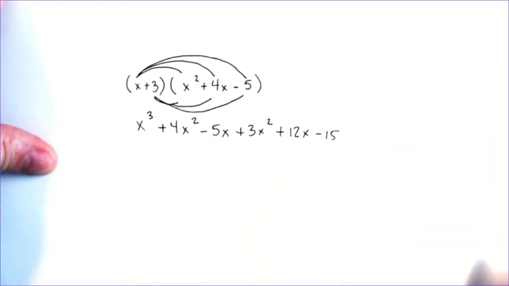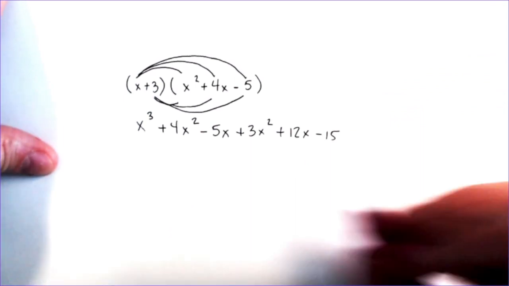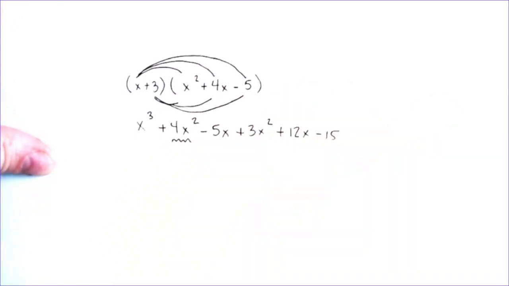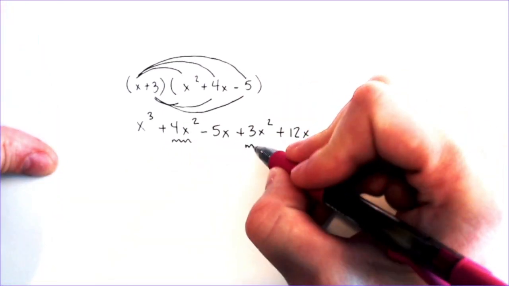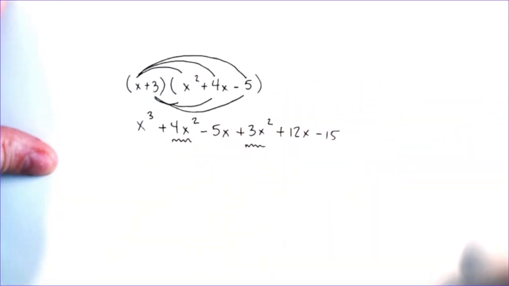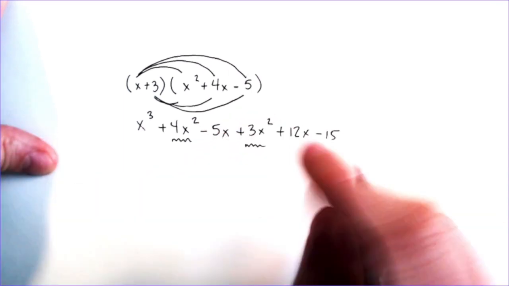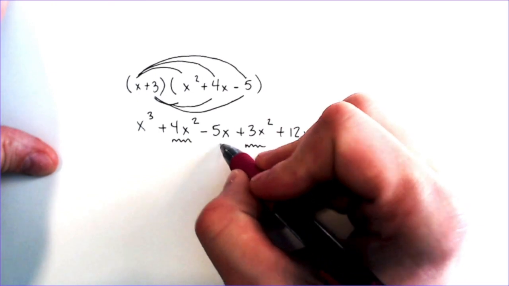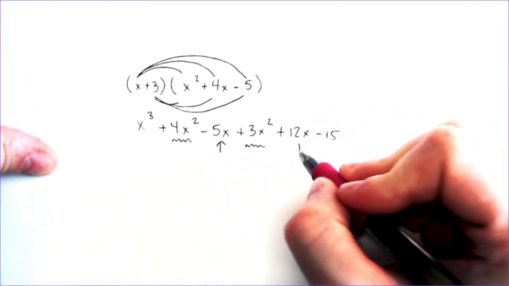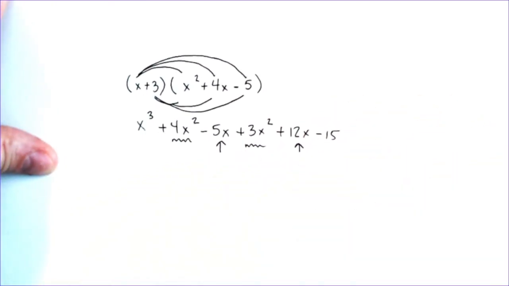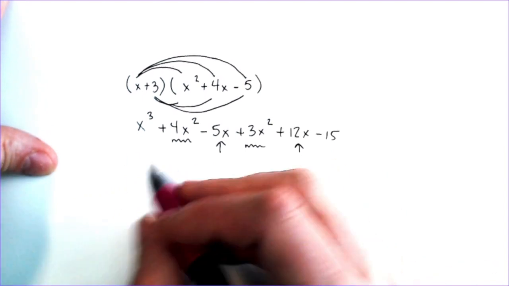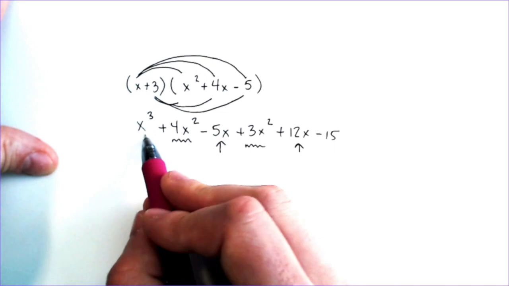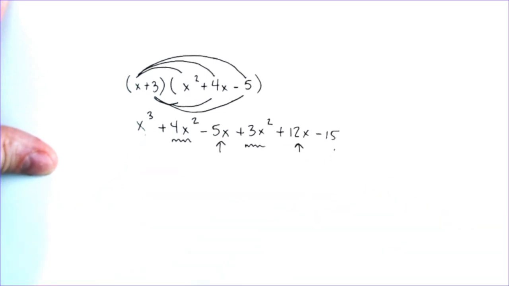In this case, you will have normally more than one thing that you can combine. In this case, it is the 4x squared and the 3x squared, they're both x squared, they can combine. And when you do that, you're going to end up with 7x squared. And the other thing that combines is the negative 5x and the 12x in this case. So it's still in the middle, but they're separated this time. The other things that just don't combine are the x to the third and the 15. They're just going to drop down.